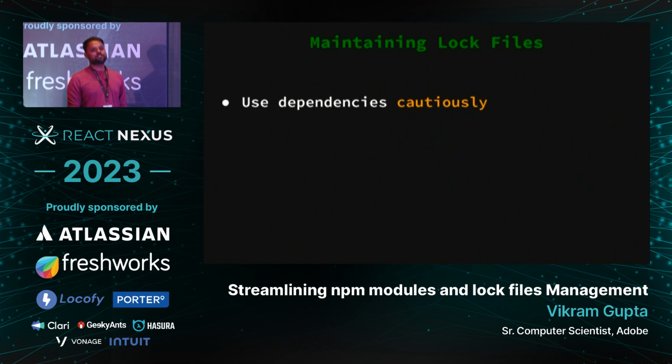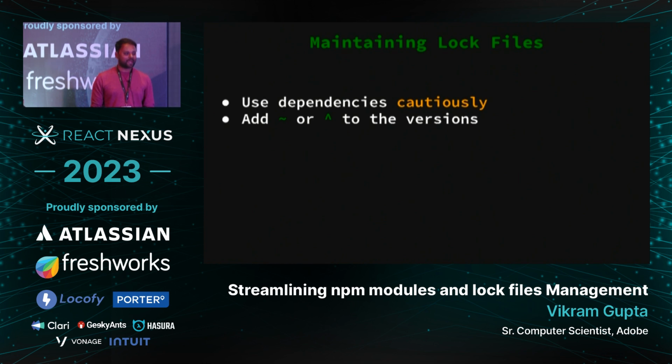So use dependencies cautiously. Like there are dependencies for even addition and multiplication. So just don't add those. If it's a small functionality, just write it yourself. Don't use dependencies. Use tilde and caret to manage your dependencies. When you do yarn add or npm install, it indirectly adds, but when we copy paste the commands directly into the package.json file, we should use this.